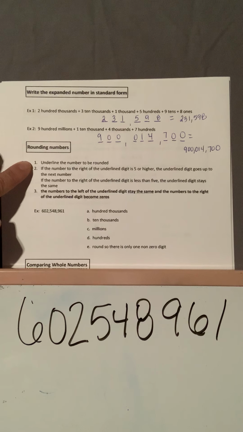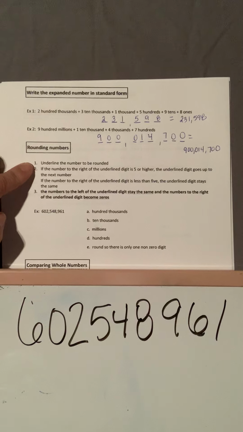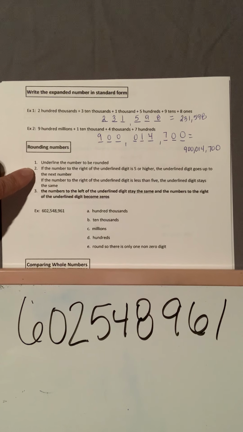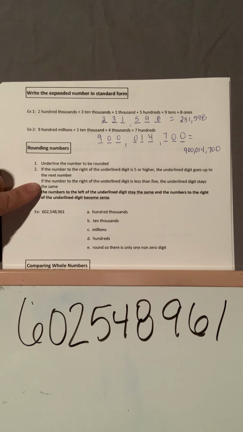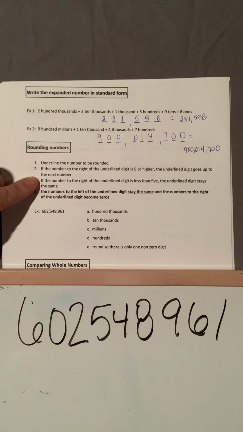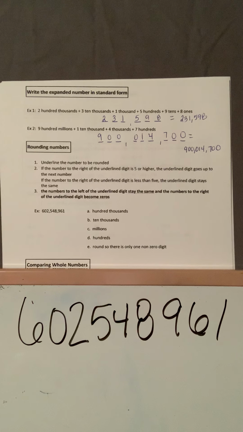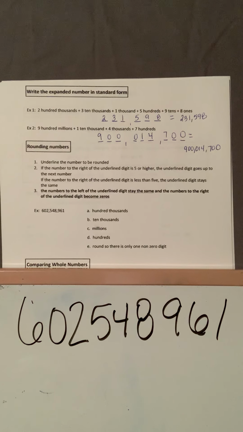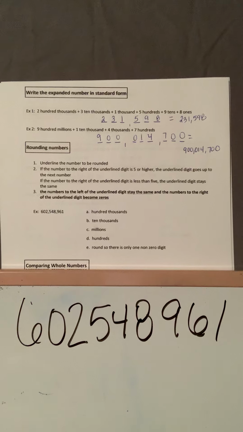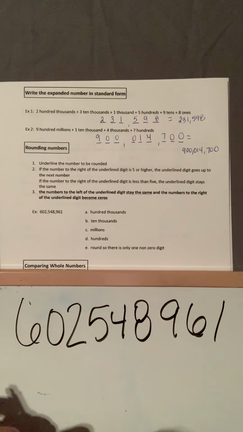Number 1, underline the number that's going to be rounded. Number 2, if the number to the right of the underlined digit is 5 or higher, the underlined digit goes up to the next number. If the number to the right of the underlined digit is less than 5, the underlined digit stays the same. Number 3, the numbers to the left of the underlined digit stay the same, and the numbers to the right of the underlined digit become zeros.